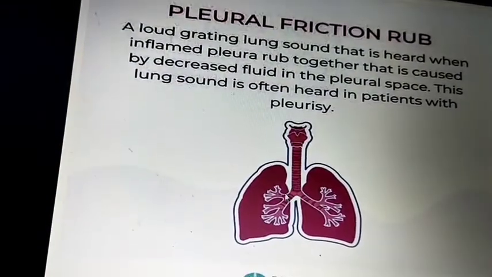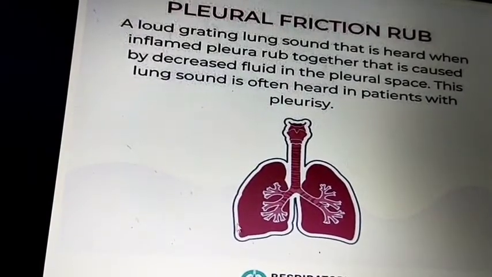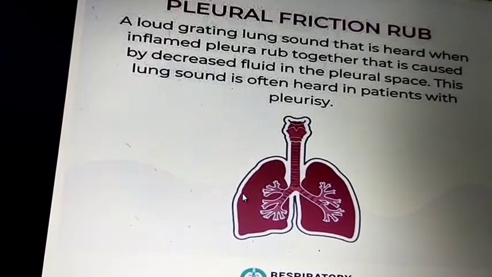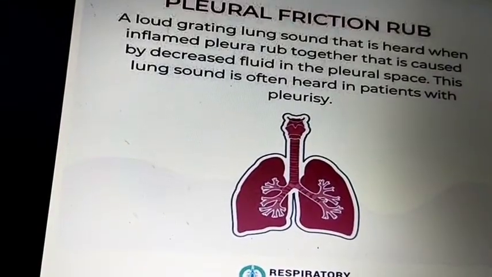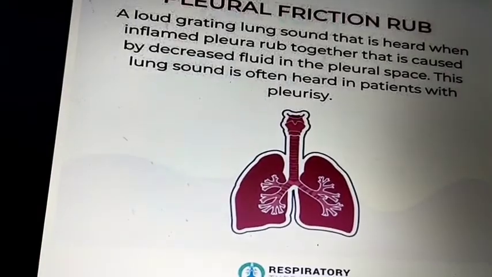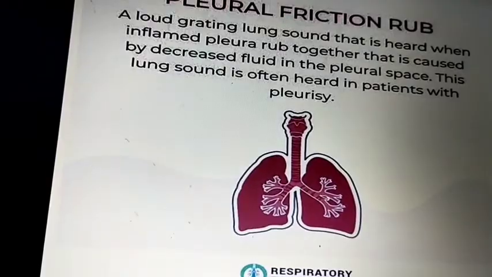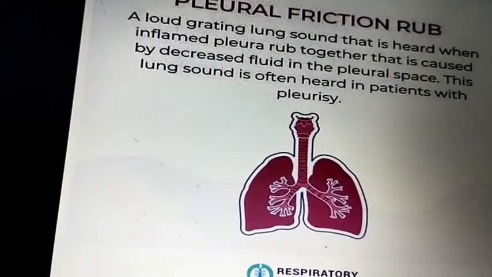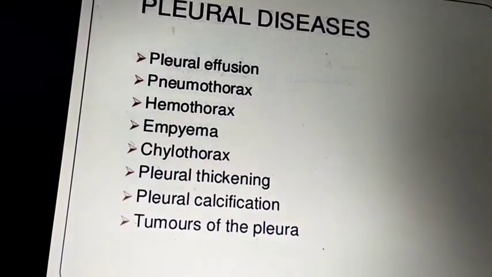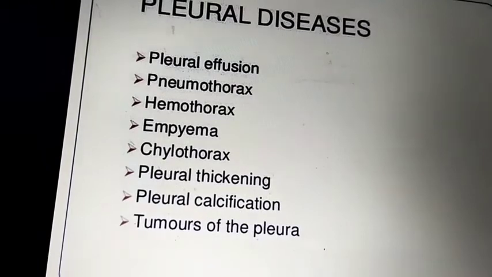Now pleural friction rub: when the fluid is reduced, the parietal pleura and visceral pleura rub or create friction, and that makes a sound which you can hear in these pulmonary diseases. The patient also complains of pain. And these are some diseases of the pleura, that is pleural effusion, pneumothorax.